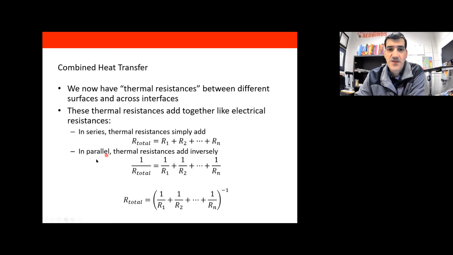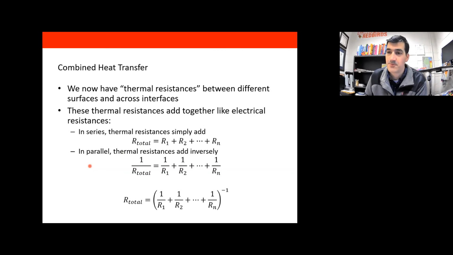All right, so this is kind of what I just said. So we now have these thermal resistances between the different bodies and across interfaces between different bodies and materials, and we can just add them together exactly like electrical resistances. So if they're in series, then we add them directly, R1 plus R2 plus et cetera.